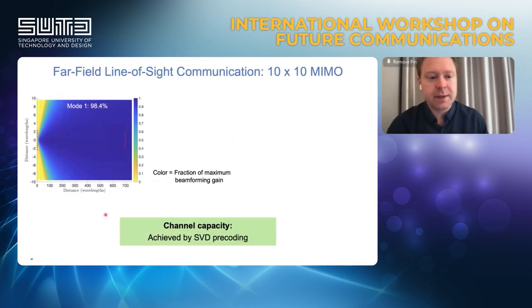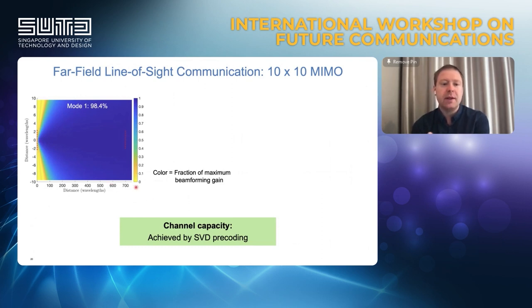And let me be more concrete. I would consider two antenna arrays, 10 by 10. So in this case, I'm still considering a far field scenario, line of sight, the top example from the previous slide. I have 10 antennas here, I have 10 antennas here. So they are half the wavelength spaced from each other. And the distance between them is now like 700 wavelengths. So they are in the far field.